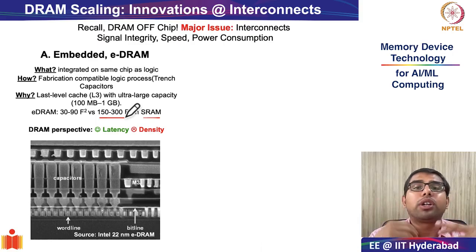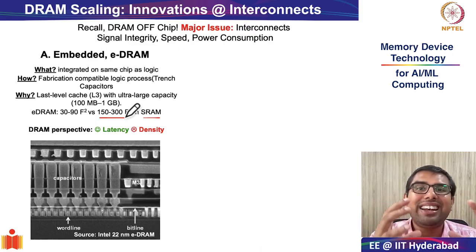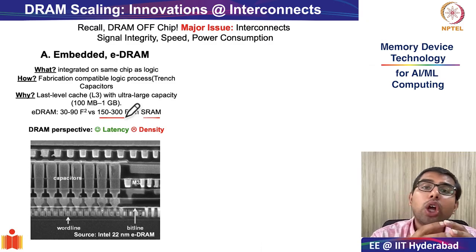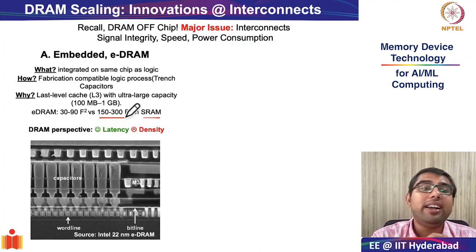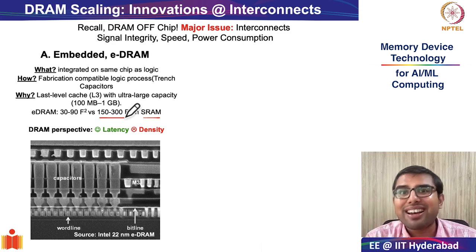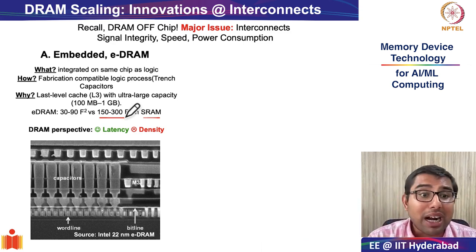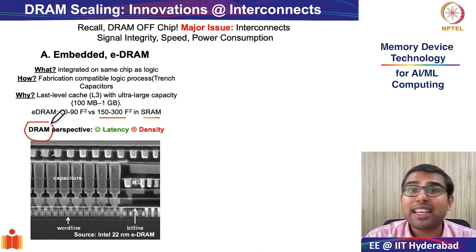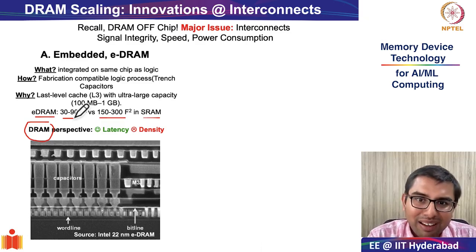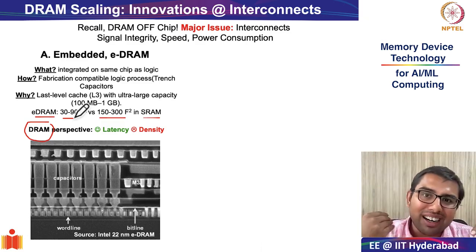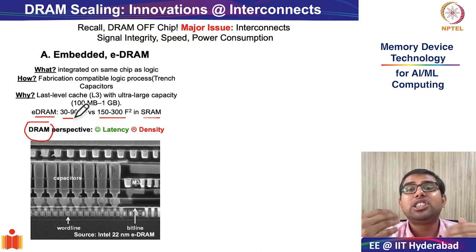So effectively, for the same area that an SRAM cell needs, you will be able to fit close to 3 times, 4 times or 5 times the number of EDRAM cells, therefore improving bit density. So from the perspective of SRAM, it looks very promising. But from the perspective of your regular off-chip 1T, 1C DRAM, it does not look very good, because EDRAM technology is still 30 to 90 F squared, whereas our regular DRAM technology is just 6 F squared.